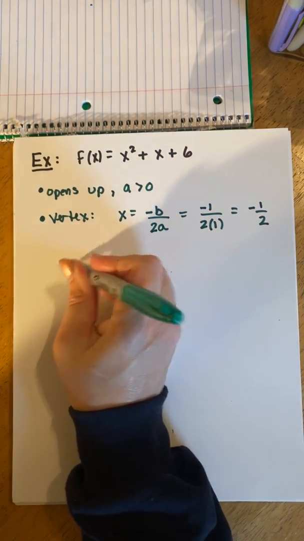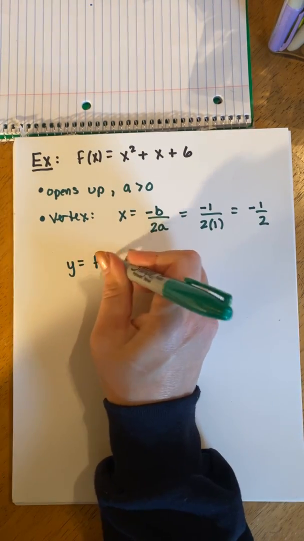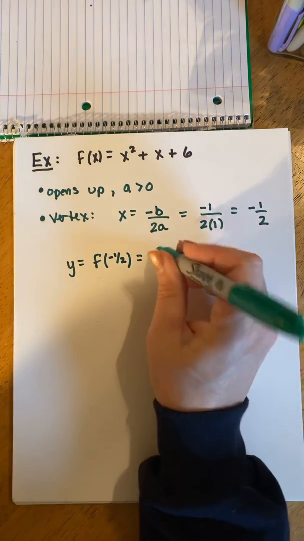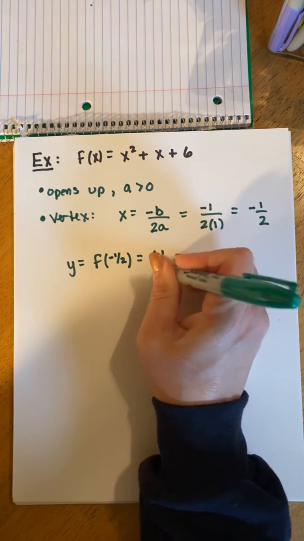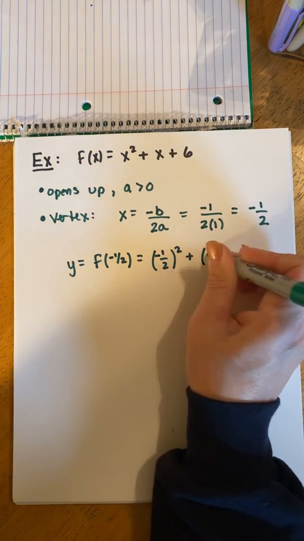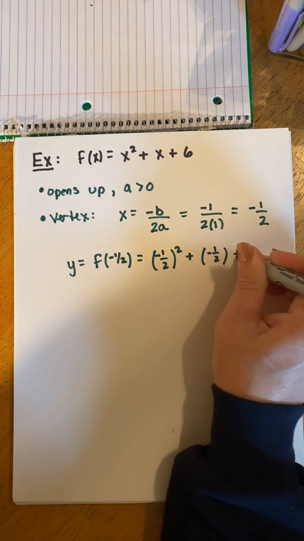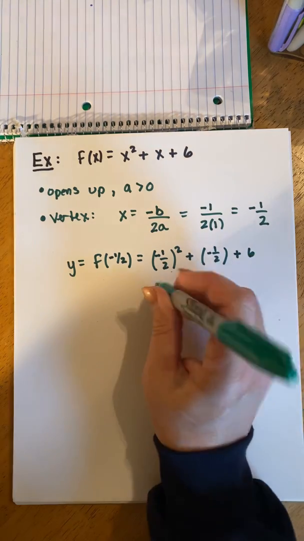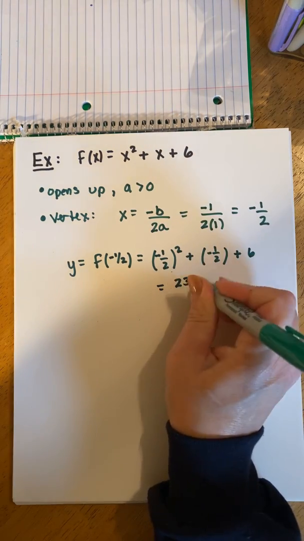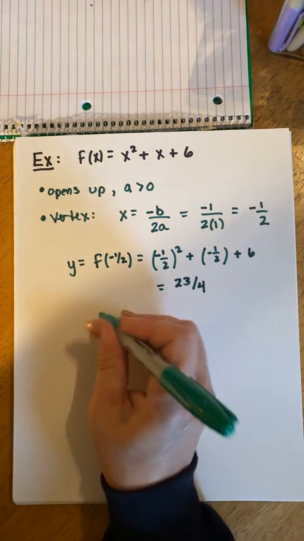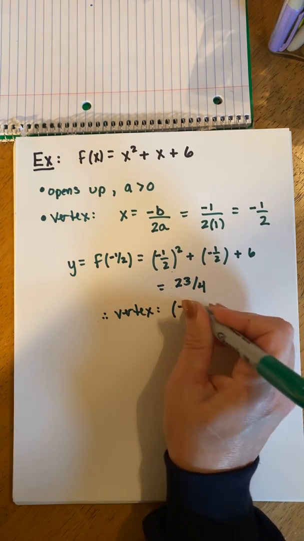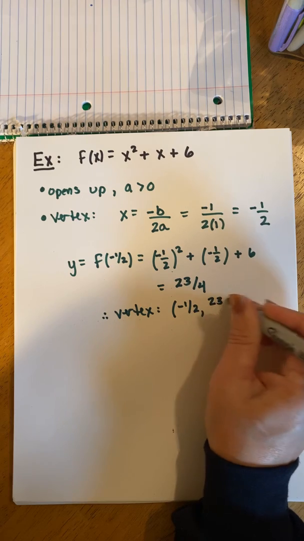The y-coordinate of the vertex, we stick -1/2 into this function. Great time to practice. -1/2 squared plus -1/2 plus 6, 1/4, -1/2 plus 6. Let's see, I got 23/4, so hopefully that's correct because that's what I'm going with. So therefore the vertex, remember, is an ordered pair, and it's -1/2, 23/4 for this example.